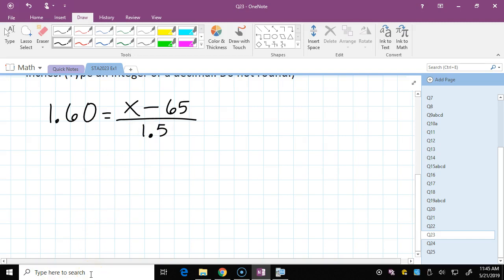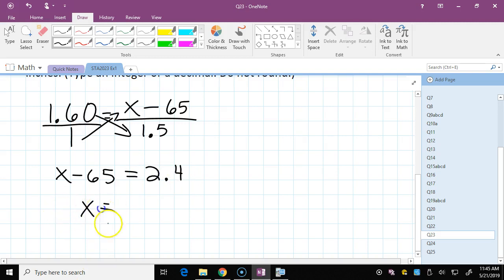Again, how do we solve this? Yeah, because it's like a proportion. This guy's over 1, right? Do your cross multiplying. 1 times the x minus 65 is still x minus 65. And then like what you said, Jeff Lee, the 1.60 times 1.5 gives us what? 2.4. And now all you have to do is add the 65. And what do we get?